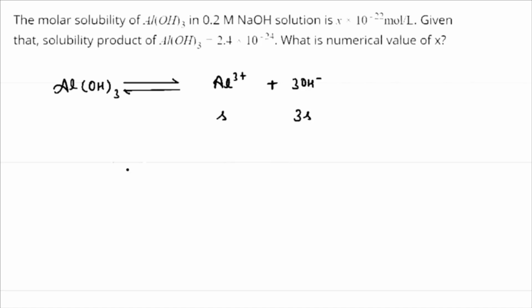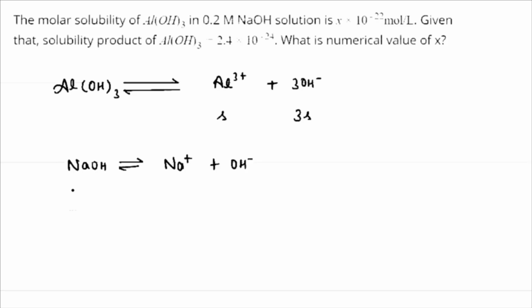Now first we write the other reaction, in which NaOH is present. This NaOH first gives Na plus and OH minus. So here there is an equilibrium sign, and this gives Na plus ion plus OH minus ion. And what is the solubility over here? The solubility is given. So this is 0.2 mole of NaOH.